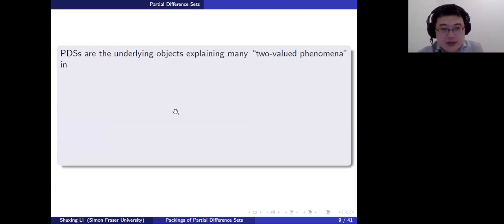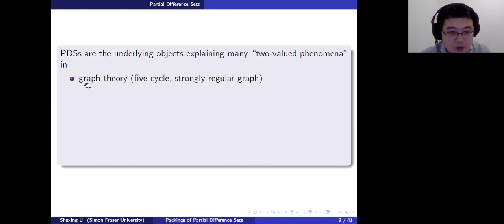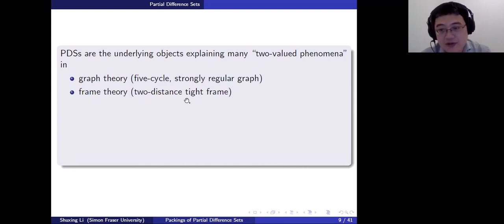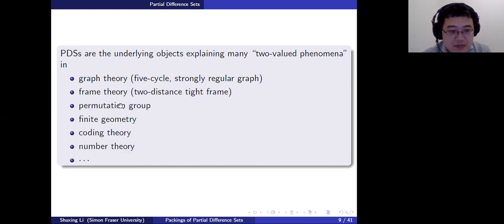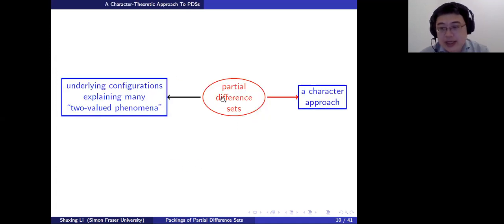So having defined the partial difference set, hopefully I have convinced you that partial difference sets are underlying objects explaining many two-value phenomena. Like we have seen before in graph theory, the 5-cycle, the strongly regular graph. Also in frame theory about the 2-distance tight frame. And as a matter of fact, in many other mathematical branches. That's why we are super interested in partial difference sets. Okay, so having established the motivation, let me introduce a character approach to analyze PDS.